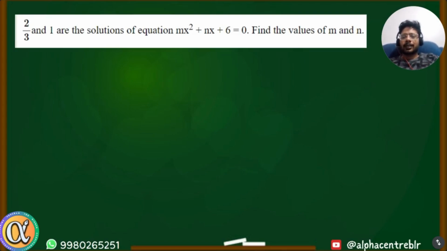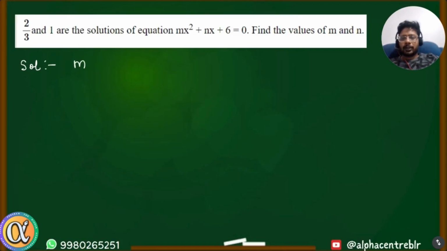So technically we'll end up getting two equations in terms of m and n, which would be two simultaneous linear equations in terms of m and n. Simplifying that, either by using the method of substitution or elimination, we can find the value of m and n. Let's just get started. So first we'll substitute x value as 2 by 3, as I said, and try to form this first linear equation in two variables.